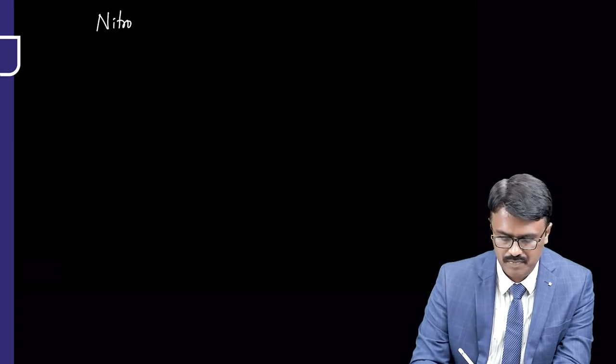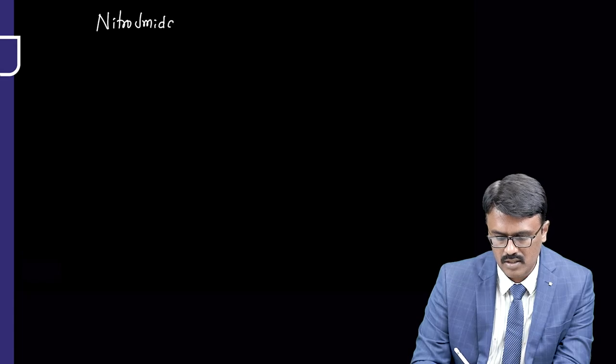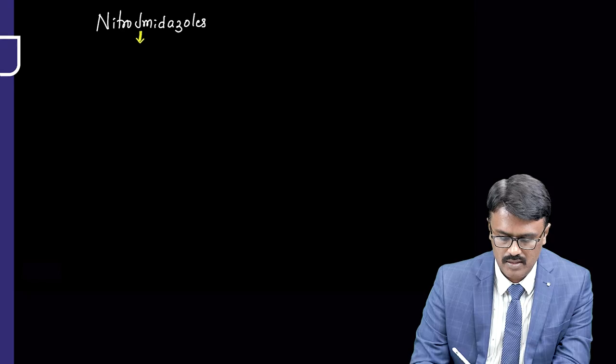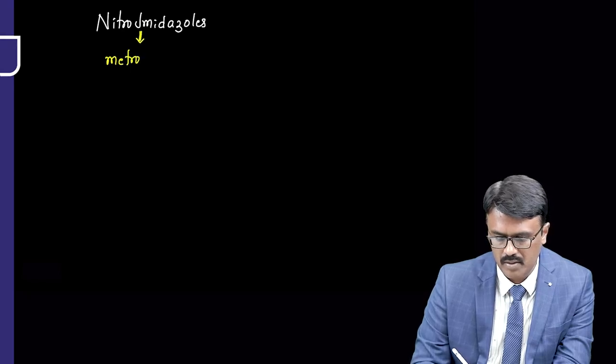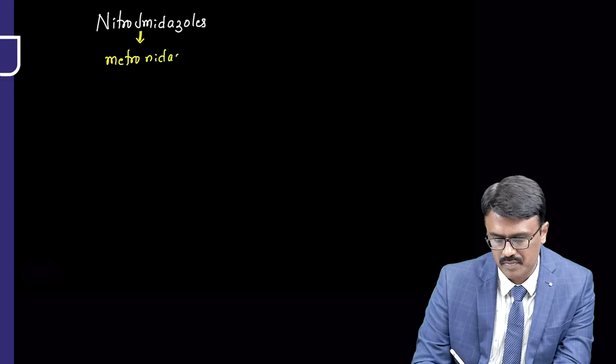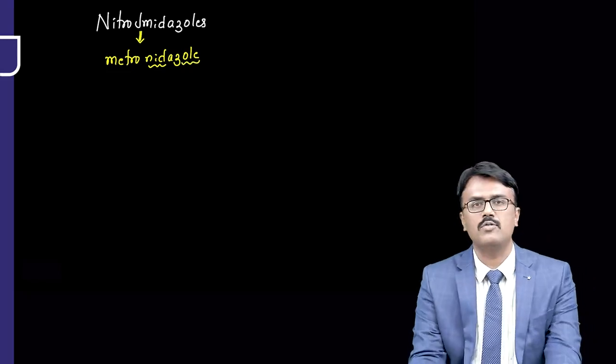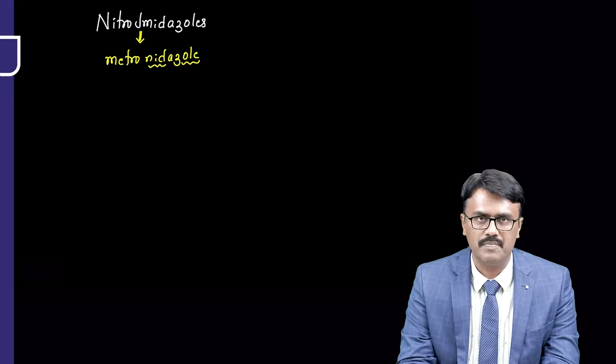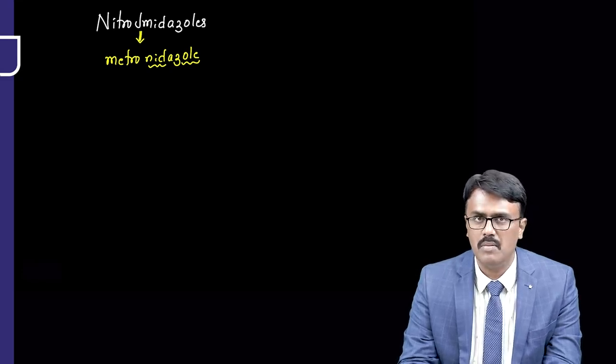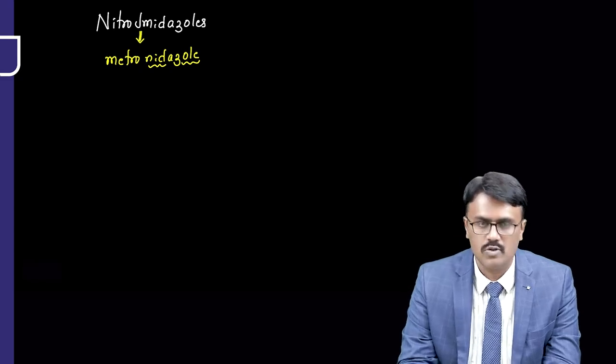In anti-protozoal drugs, the first thing we are going to discuss is a group of drugs called nitroimidazoles. One classical example of the nitroimidazole is a drug by the name metronidazole. So remember, these drugs end with nidazole, because there are so many other drugs which end with azole. When you want to remember nitroimidazoles, they end with nidazoles.